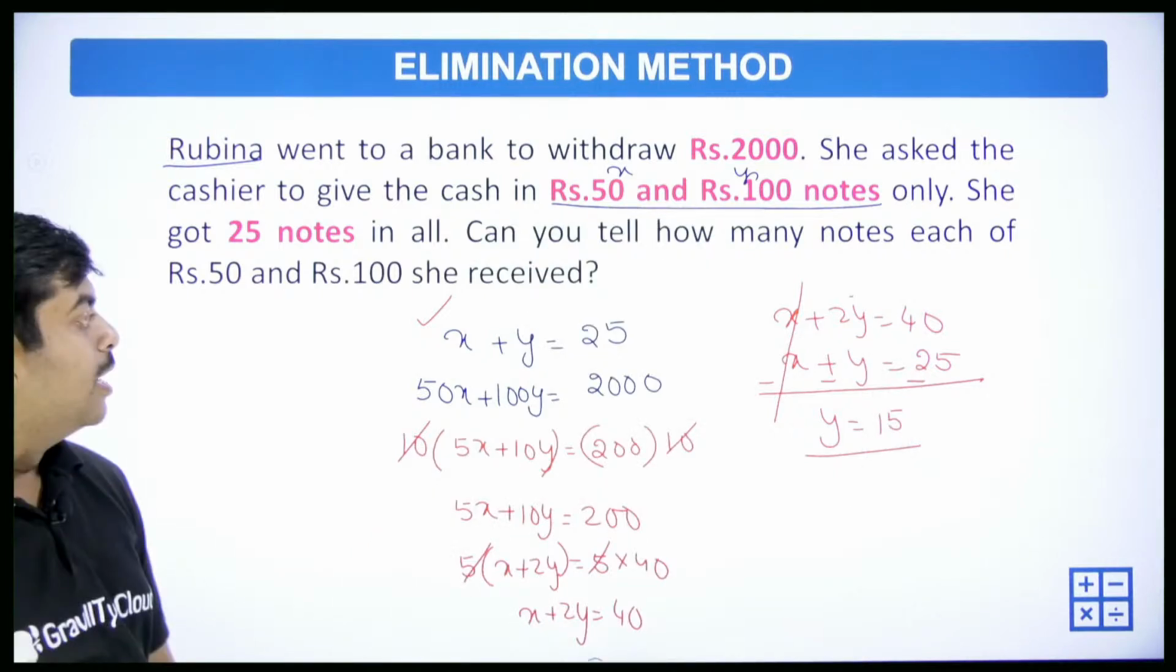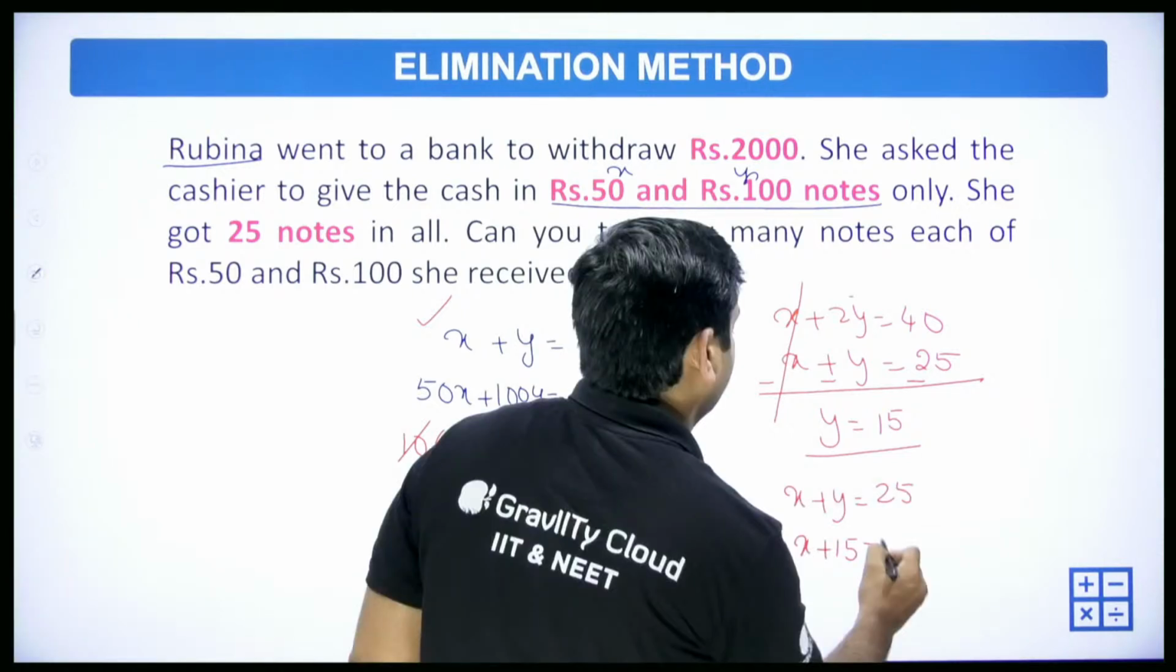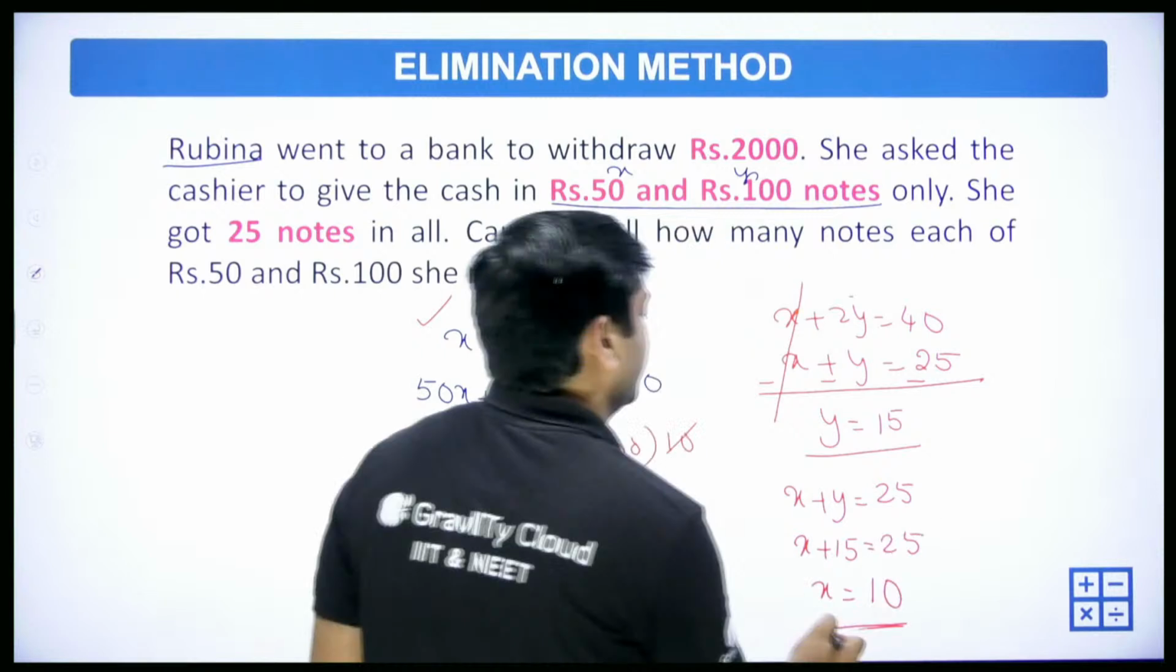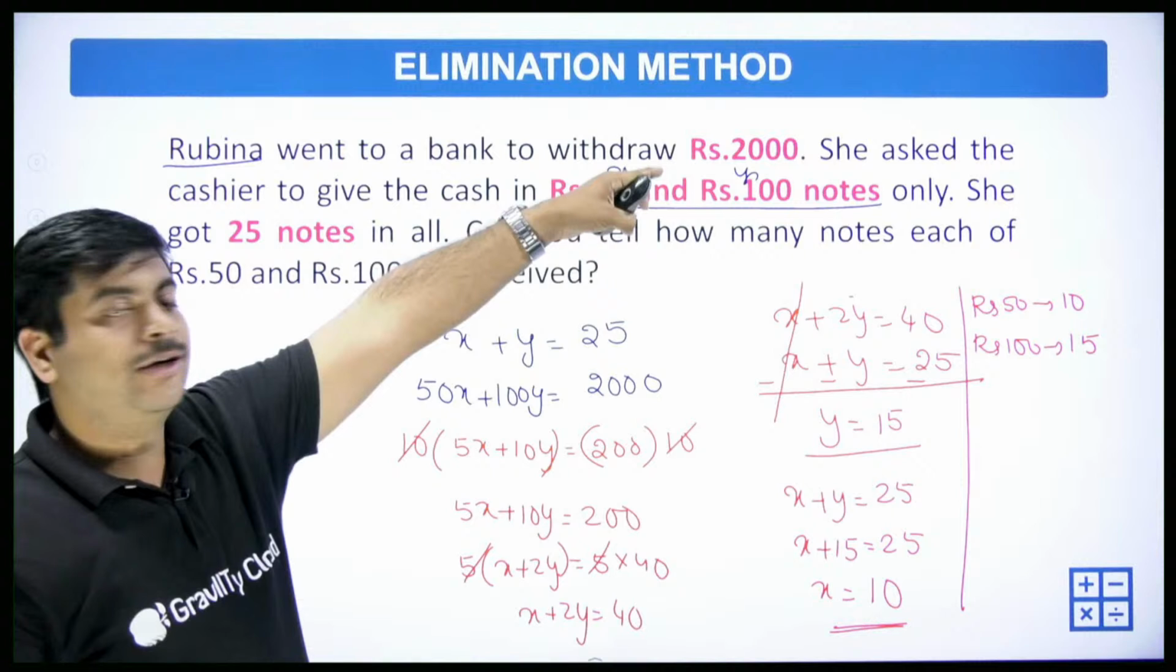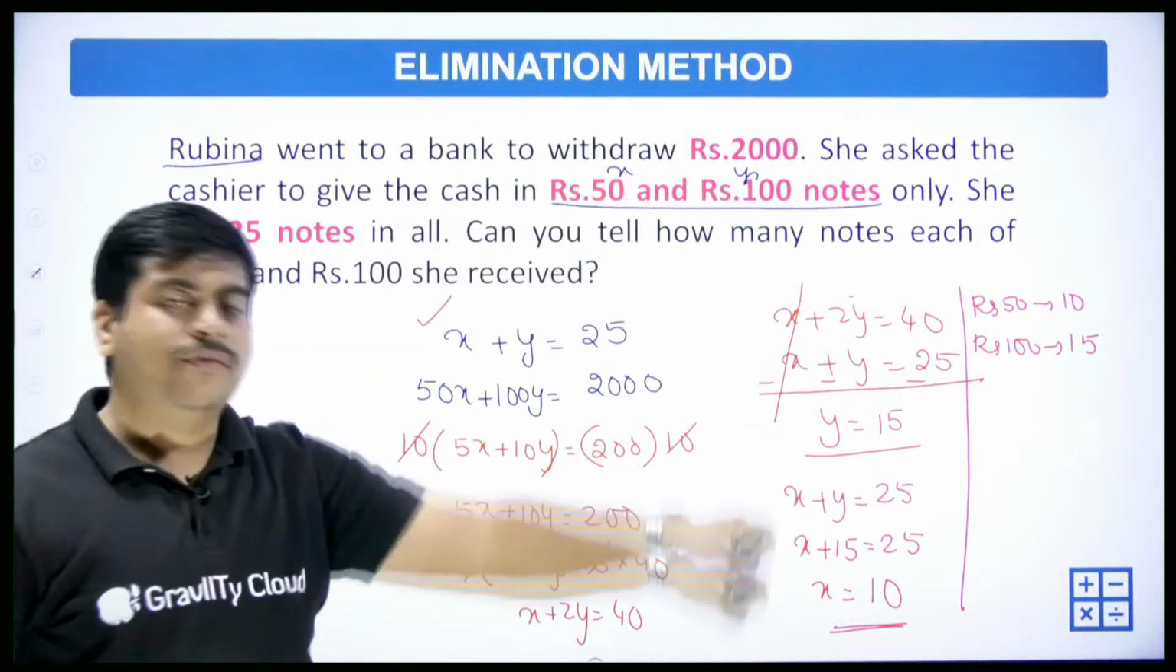If y is 15, substitute back in this equation to get the value of x. x plus y is equal to 25, x plus 15 is equal to 25, x is equal to 25 minus 15, which is 10. So x is 10, that means we are getting 10 notes of 50 rupees and 15 notes of 100 rupees. If you carefully observe, the total value of the money should be equal to 2000, and yes, you're getting that. You can verify that.